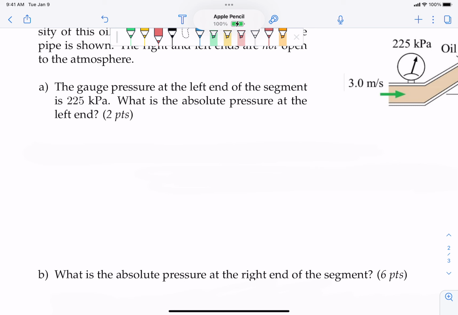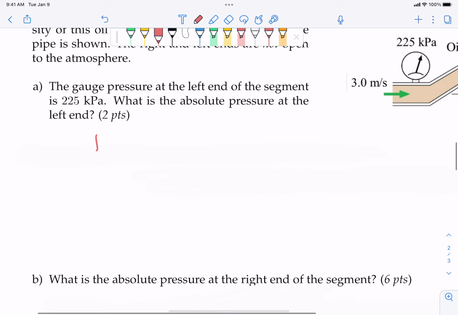How can we go from absolute to gauge or gauge to absolute? To go from absolute to gauge, we subtract 1 atmosphere. But to go from gauge to absolute, we can add that atmosphere back, or those 10 to the 5th pascals.